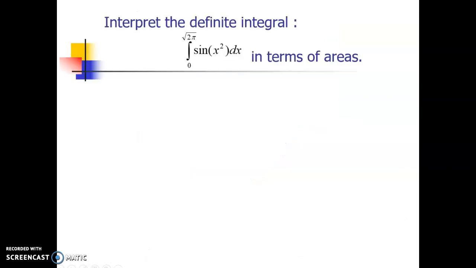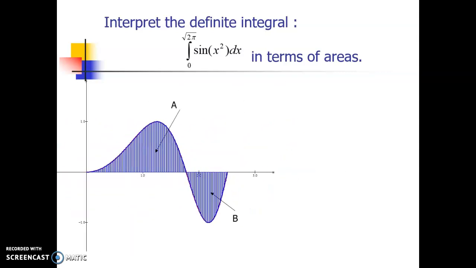All right, so let's try another one. Let's interpret the definite integral from 0 to radical 2 pi of sine of x squared dx in terms of areas. So if I were to graph this, and I can do it easily in Mathematica now, I could say, okay, region A is this region from 0 to whatever that value, that 0, is of this function that's given to me next to the integration symbol, which again, remember, is a derivative of something. And this area up here would be area A, and this area down here would be area B.